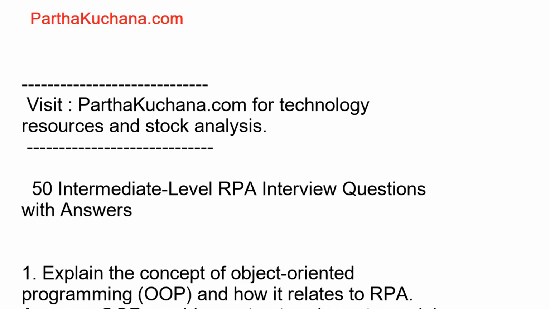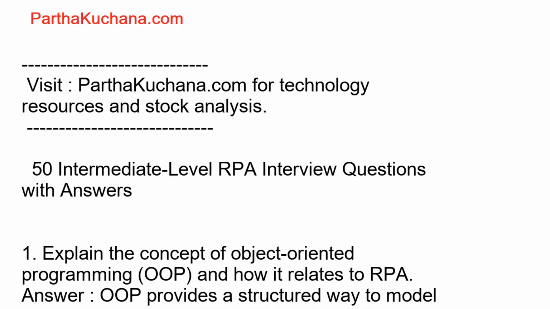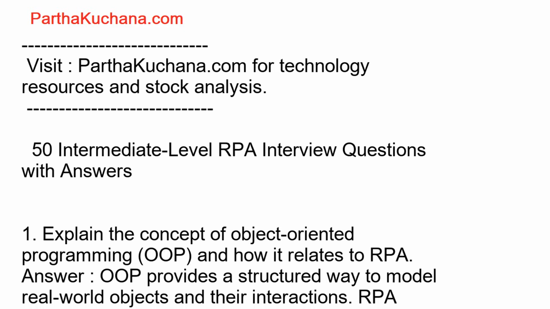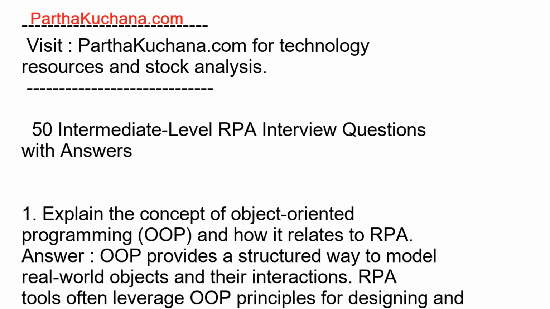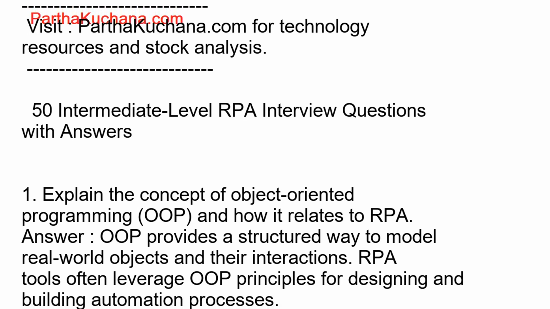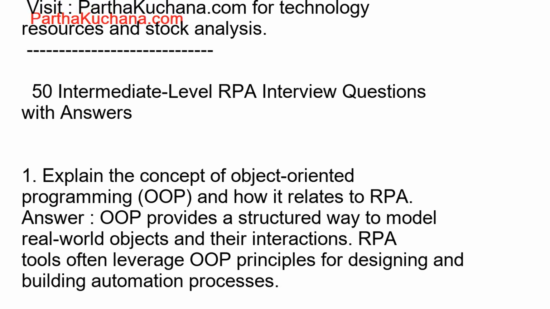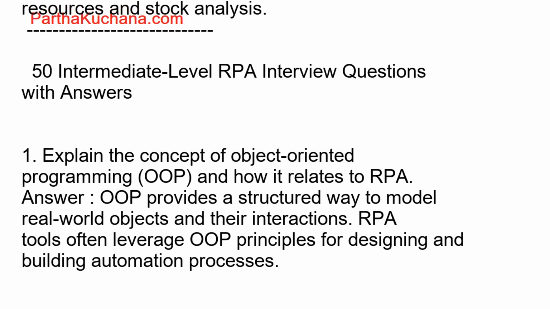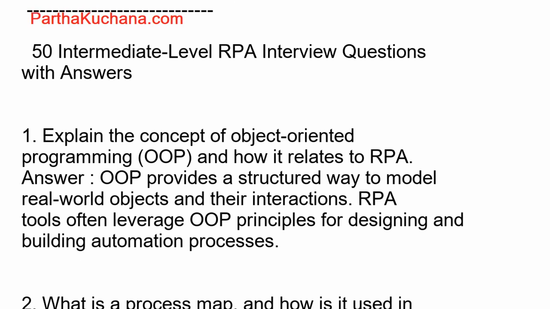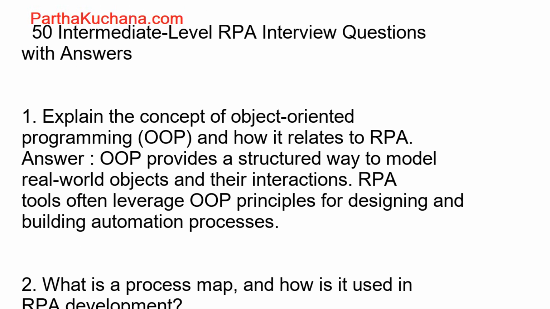2. What is a process map, and how is it used in RPA development? Answer. A process map is a visual representation of a business process, outlining the steps, decision points, and data flows. It helps in identifying automation opportunities and designing RPA workflows.